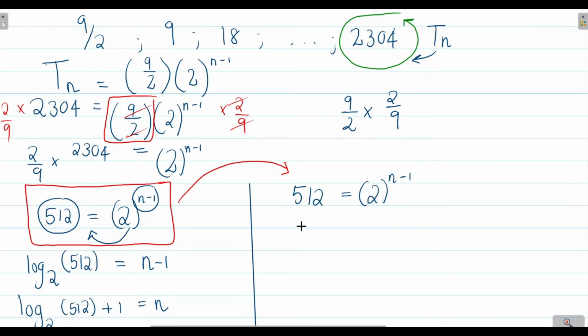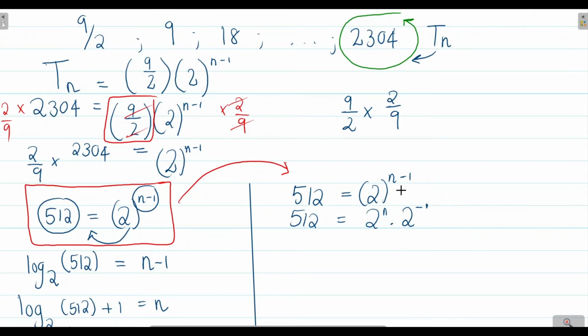Okay, so what does this mean? It means 512 is equal to 2 to the power of n multiplied by 2 to the power of negative 1, right? Because we know that when we are multiplying exponents that have the same base, you simply add your exponents, right? So because of that, we can expand the 2 to the power of n minus 1 in that form. Okay, we're fine. And then from here, we can actually divide by that 2 to the power of negative 1.